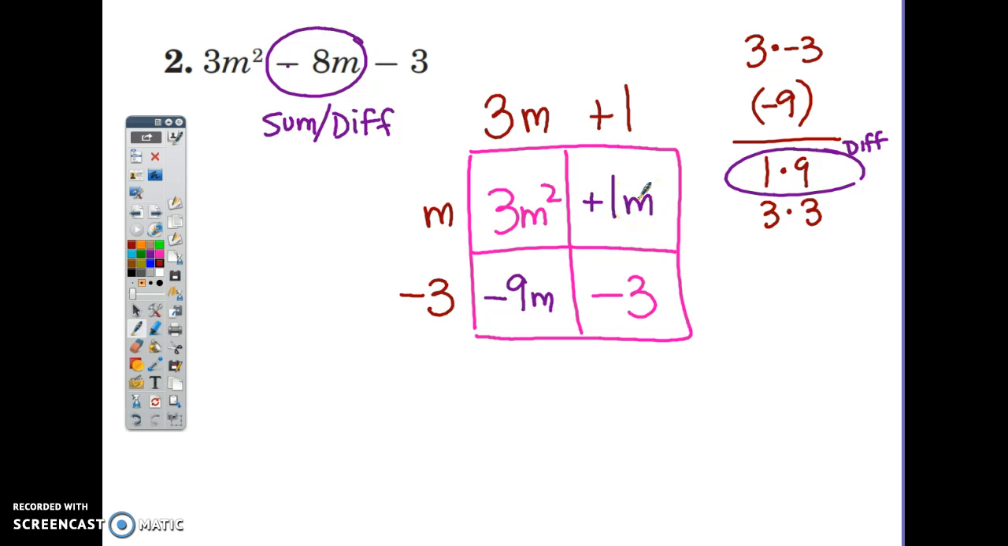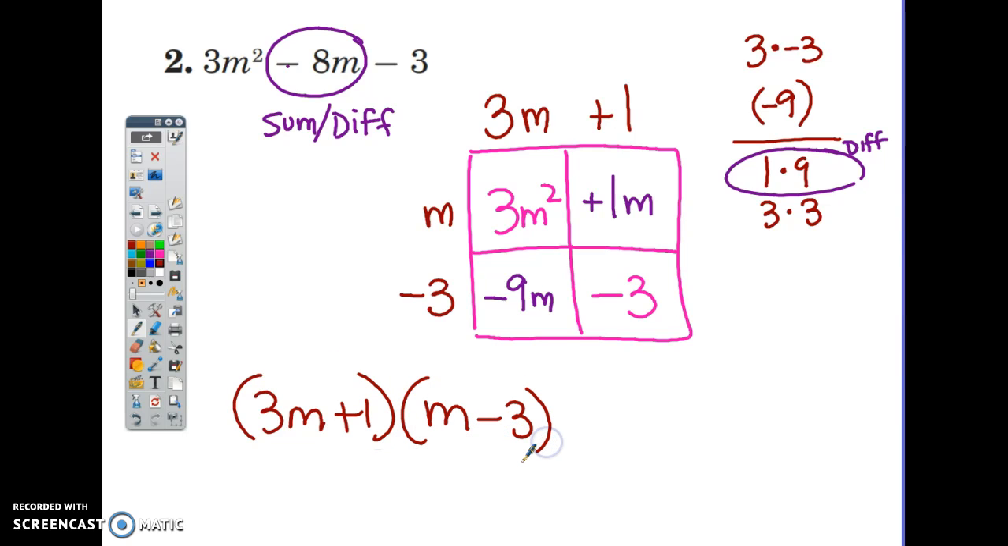You still have to check it. The last thing to do is multiply negative 3 times 1 and make sure that it gives you that last term. Okay, and if everything works out, then this is my factors. 3m plus 1 and m minus 3.